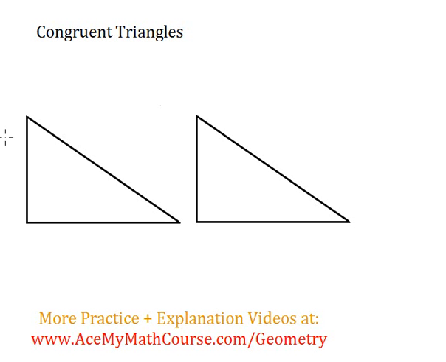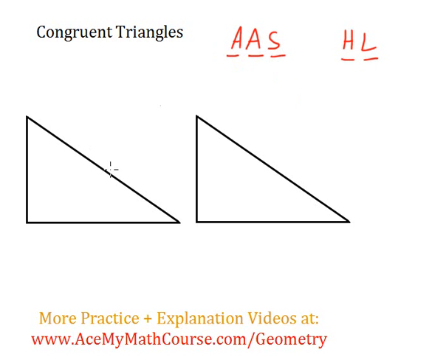Okay, now let me introduce another two conditions for congruency. Those are AAS, or angle, angle, side, as well as HL, hypotenuse, leg. Let's start with this one first.